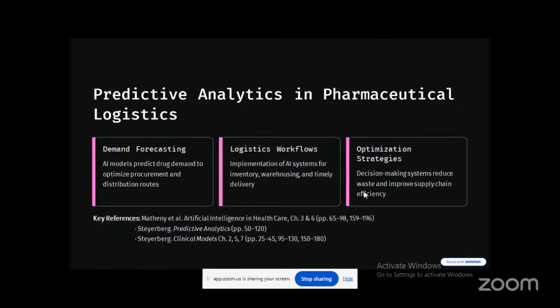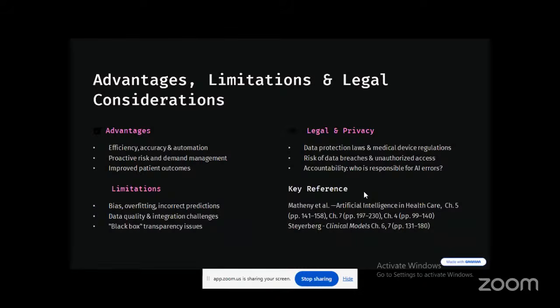And these are the reference books for predictive analytics in pharmaceutical logistics: Artificial Intelligence in Healthcare, Mathni, Chapter 3 and 6. Predictive Analytics, page number 52 and 20, Straberger, and Clinical Model, Chapter 2, 5, 7. And coming to the advantages, limitations, and legal considerations.